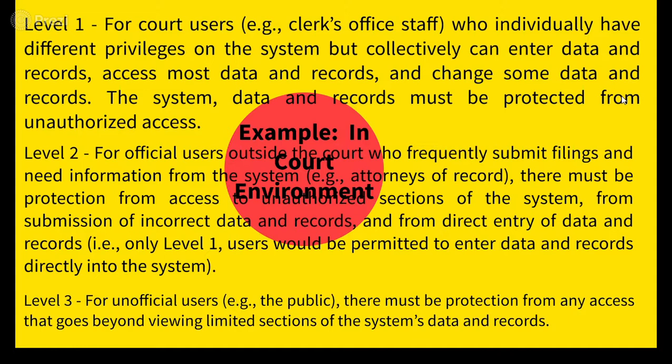Level 3 for unofficial users means that the public, there must be protection from any access that goes beyond viewing limited sections of the system's data and records.